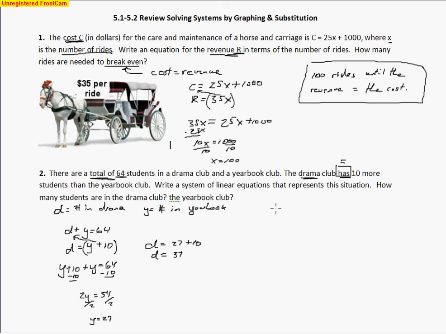So the number of yearbook students equals 27 students, and drama club, or drama students, we'll just say, equals 37. So notice that this is an ordered pair. If I was to graph these two lines, drama students for one of the axes and yearbook students for the other axis, this is where the two lines would cross at this exact value, 27, 37. So those are the types of problems that you're going to see on the homework. Good luck.